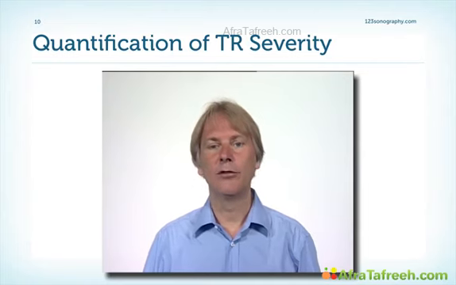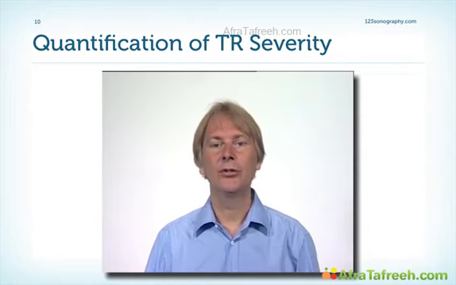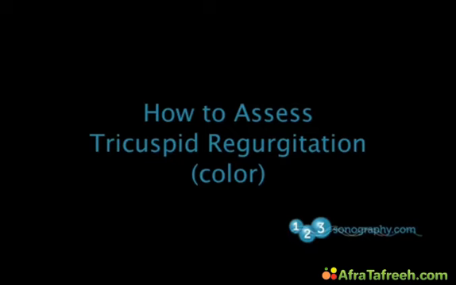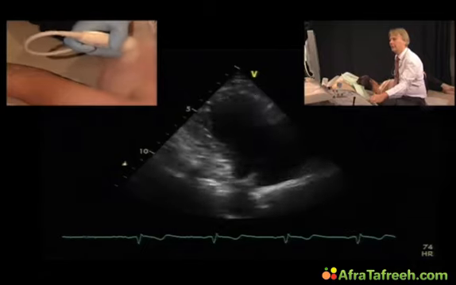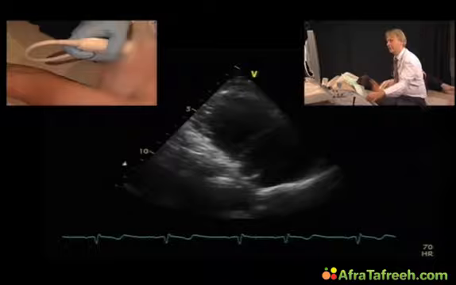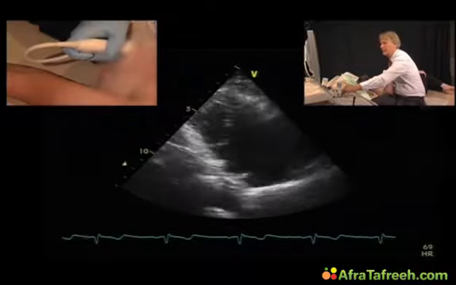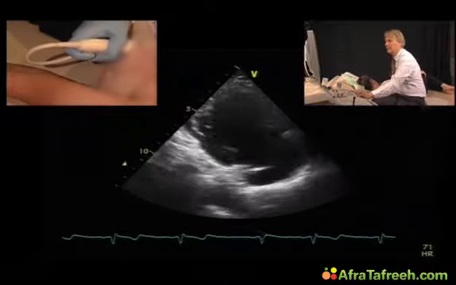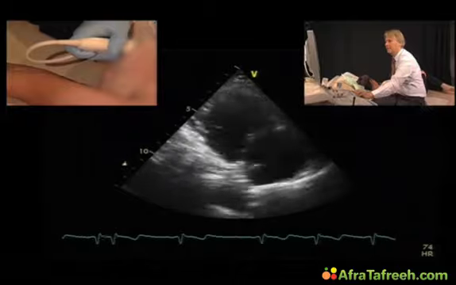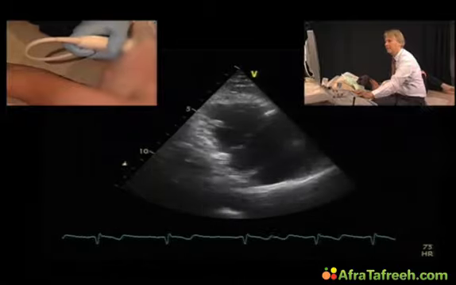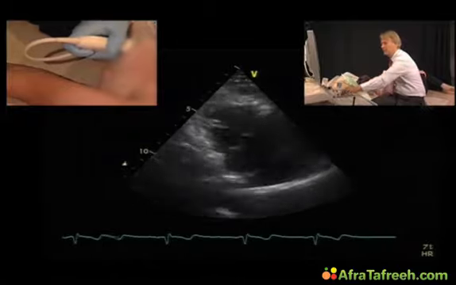Now that we examined the morphology of the valve in this patient, we'll turn to color Doppler. This is how I would assess the tricuspid valve with respect to regurgitation and color. First, again, I would start with the long axis view of the right ventricle. We can see the tricuspid valve. So it's very important to get a good 2D image before you press the color button.